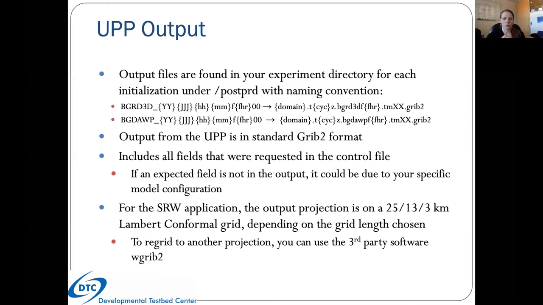For the SRW application, the output projection is on a 25, 13, and 3 kilometer Lambert conformal grid, depending on the grid length that is chosen. And those are the GRIB2 files. If you want to regrid to another projection or a different domain, you can use third-party software called wgrib2. And I do have an example of that as well in the practical session on how to do that.